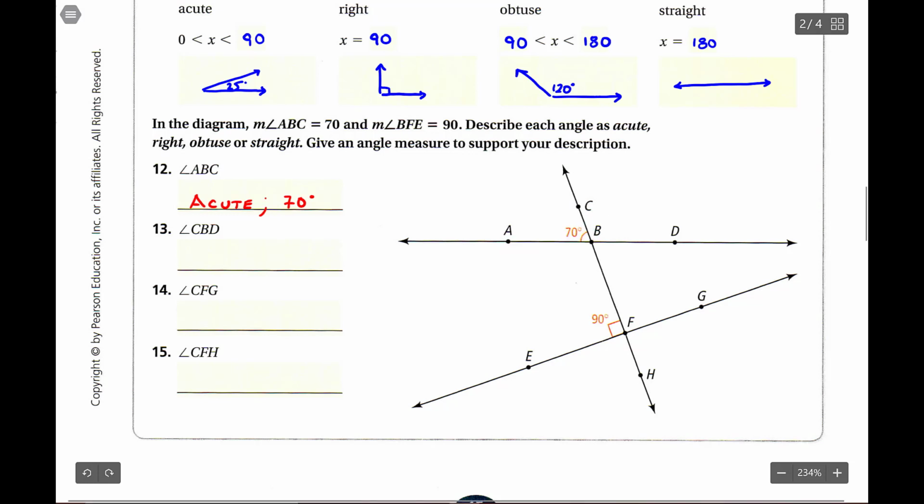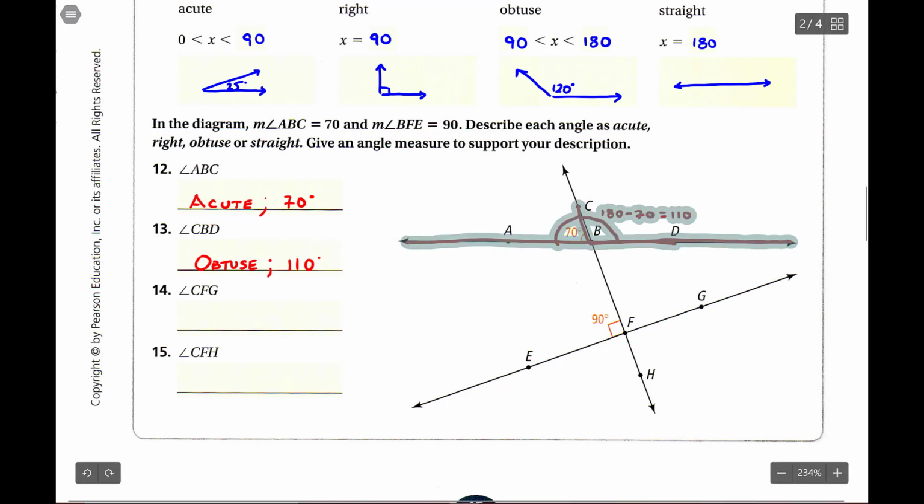The next one is CBD. That is an obtuse angle. It's 110 degrees. And the way we calculate that to be 110 degrees is we know that this line is 180 degrees. This angle is 70. So the remaining angle has to be 180 minus 70, which would be 110.